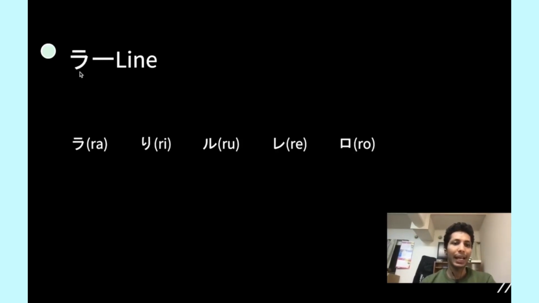Next is ra line. Ra line is also different, and what you need to do is take a straight line all the way until a bit more and then go down towards the left, a small straight line compared with the first line. So this becomes ra, ri, ru, re, ro.